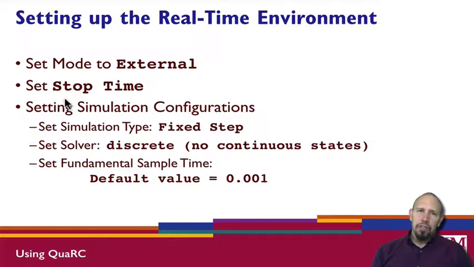In older versions of Simulink, you actually need to go in and make some of these changes: fixed steps, discrete solver, default fundamental sample time. I think now the fundamental sample time default is 0.002. So anyway, that's generally fast enough.